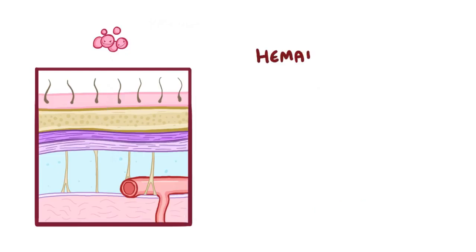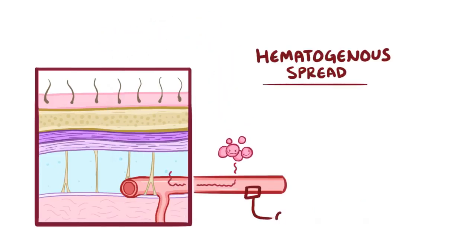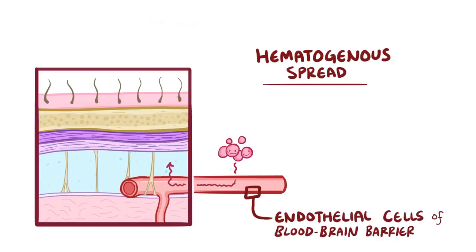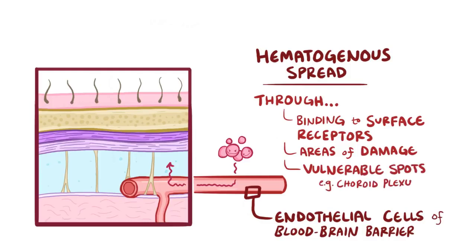The second way is hematogenous spread, which is when a pathogen enters the bloodstream and moves through the endothelial cells in the blood vessels that make up the blood-brain barrier, and get into the cerebrospinal fluid. To do this, the pathogens typically have to bind to surface receptors on the endothelial cells in order to get across. Otherwise, they have to find areas of damage or more vulnerable spots like the choroid plexus.